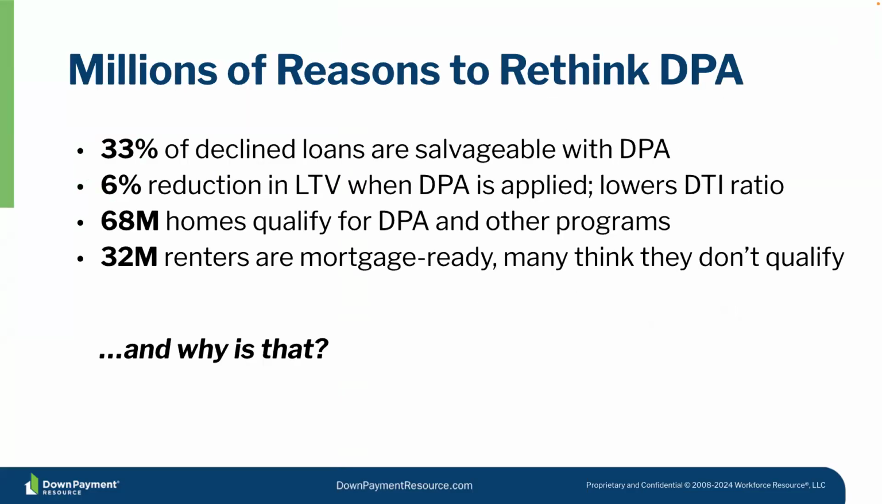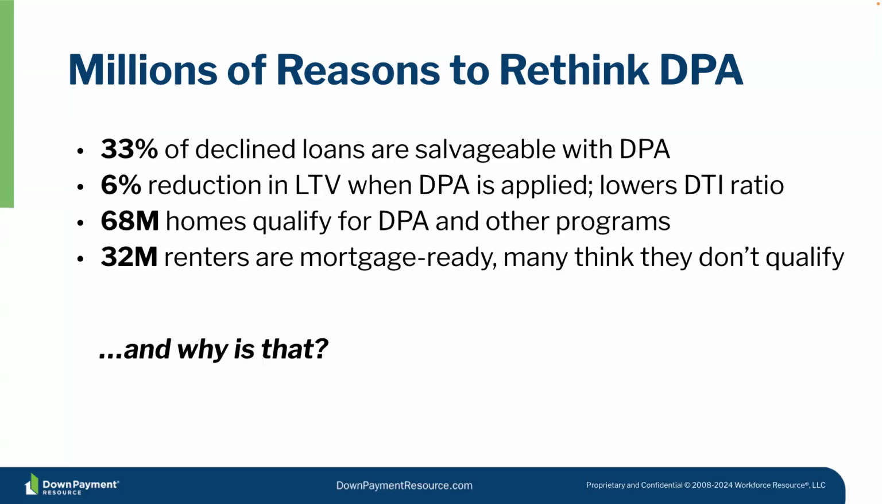Now, if you remember, we said at the beginning we'd give you millions of reasons to reconsider your objections and apprehensions about DPA. So, did you know that 33% of all declined loans are salvageable with down payment assistance? Now, that includes loans declined for cash to close, but also for qualifying ratio issues. Now, DPA can't solve credit or employment or property issues, but tons of declined loans could be saved if a DPA were identified to help with cash to close or debt to income ratios. And when a DPA is applied to those declined loans, we find an average of about 6% reduction in loan to value.